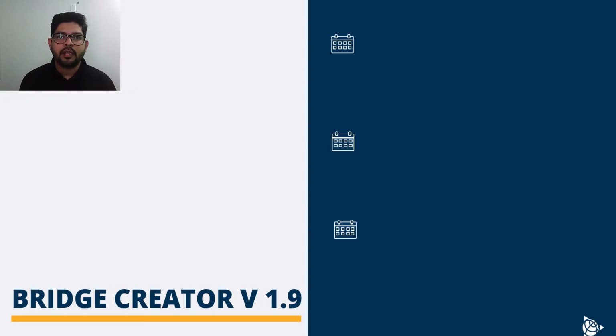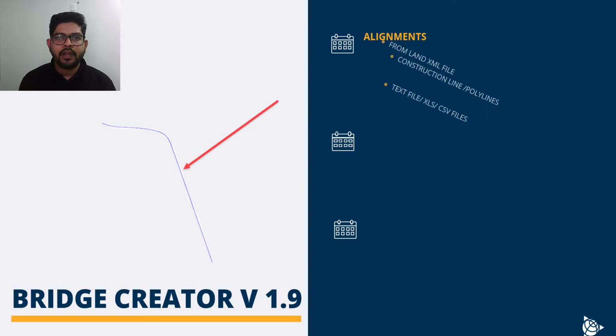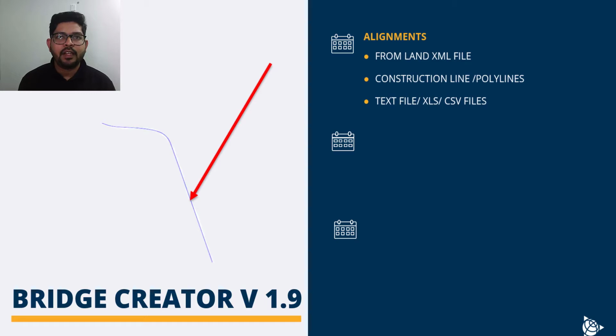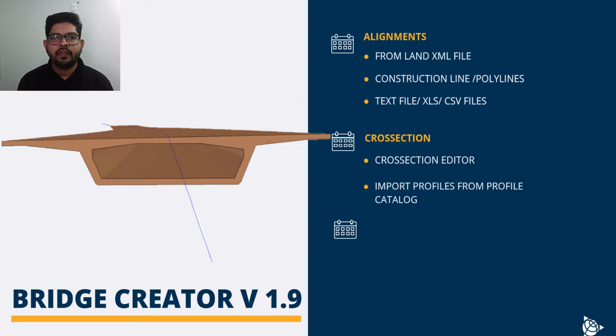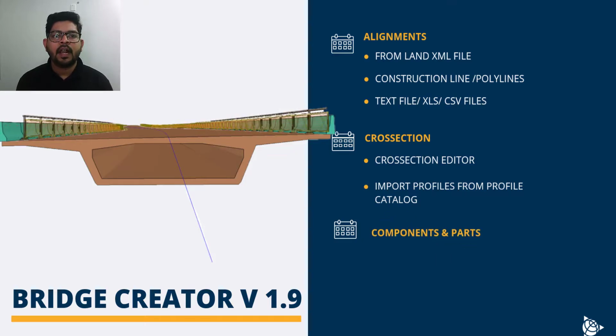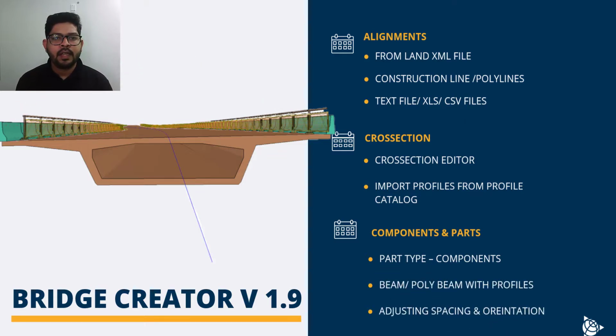For folks who are new to this tool, let me give an overview. The Bridge Creator tool is capable of reading alignment from the LandXML file or Tekla construction lines or polylines, or it can even read alignment values from an Excel file or maybe a text file. Once the alignment is read by the Bridge Creator, the user can construct a cross-section for extrusion. And this cross-section can be defined using the cross-section editor inside the Bridge Creator tool, or you can call in profiles from the profile catalog. And furthermore, with respect to the cross-section points, there are options to call in part type components or beams or polybeams along the alignment.